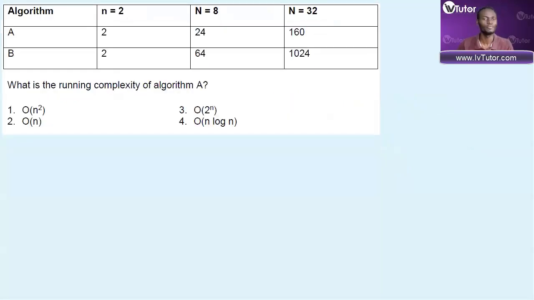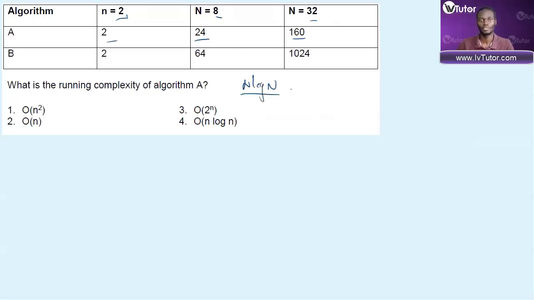Let's look at a different example here. When n is 2, I get 2. This one here, let's look at this one. When n is 8, I get 24. Okay, and when n is 32, I get 160. Okay, I'm looking at the answers here. There's like n squared. How can I get 24 from 8? Because I know that log 8 is 3, and 3 times 8 is 24. So I'm going maybe n log n.